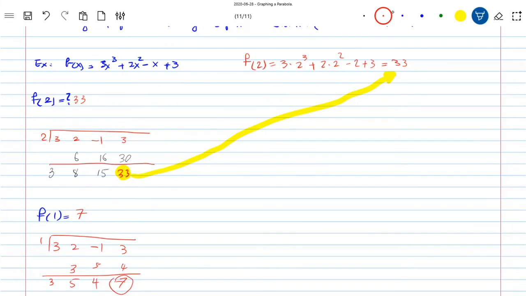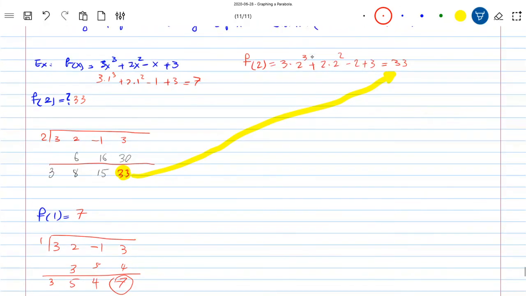So at the end, the remainder became 7. What is f of 1? F of 1 is simply 7. And again, if you replace x with 1 in the function, you'll get 3 times 1 cubed plus 2 times 1 squared minus 1 plus 3, which is exactly the same as 7. Either way is possible. It's just different ways of calculation.